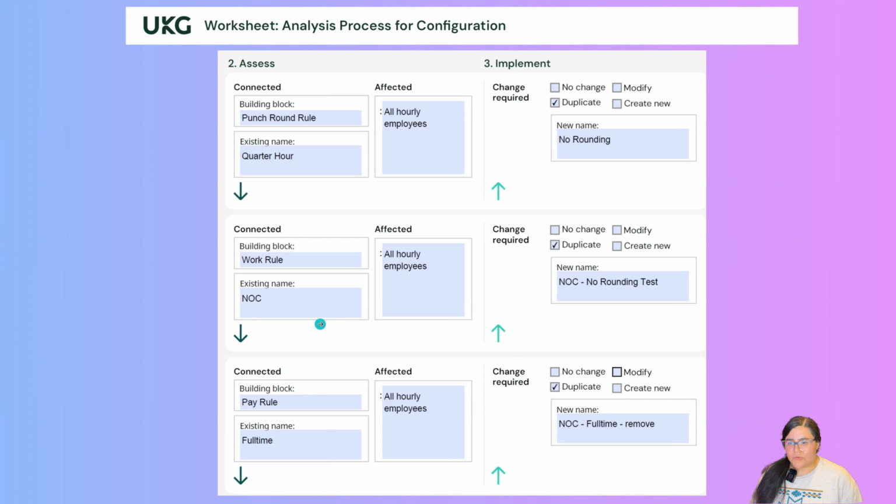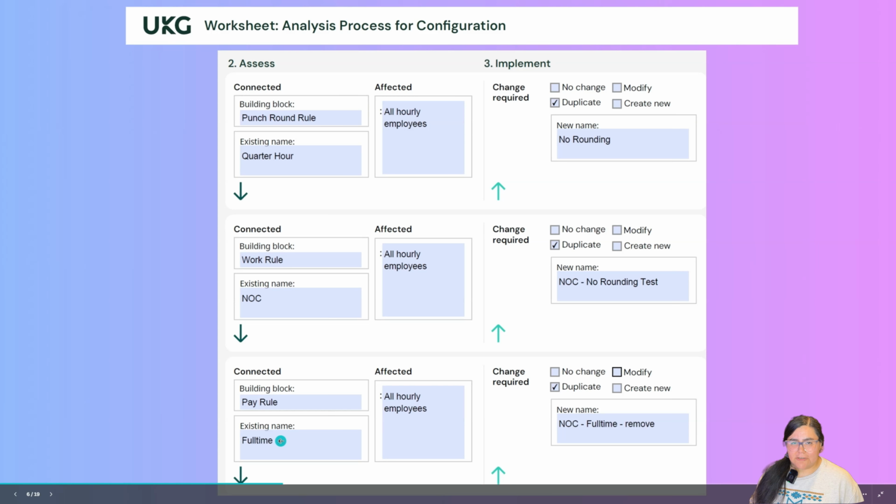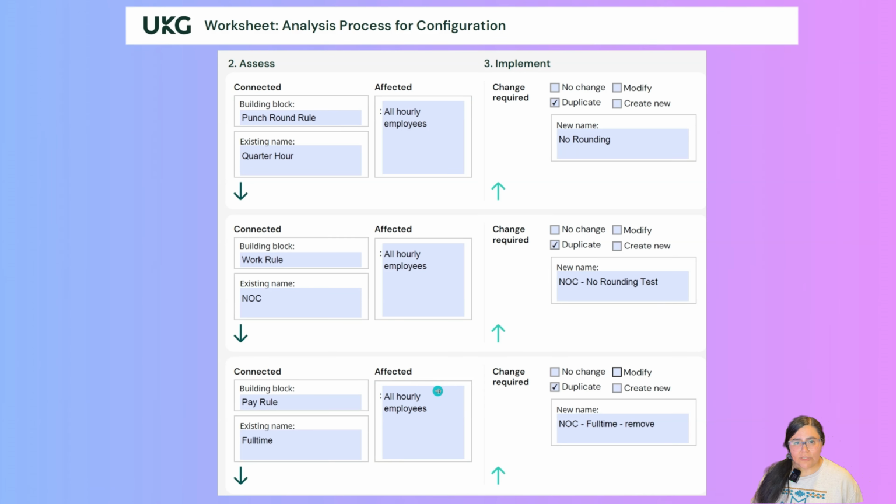And then, of course, the work rule is connected to a pay rule, as we saw in that cake earlier. And that payroll name that I'm going to be using is called full-time. And again, I run an impact analysis to make sure it is impacting only the people that I want it to. And then I duplicate it as is best practice, name it knock full-time remove, which is an existing rule, just named it something.